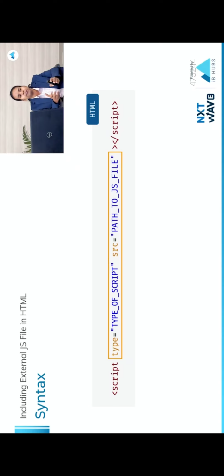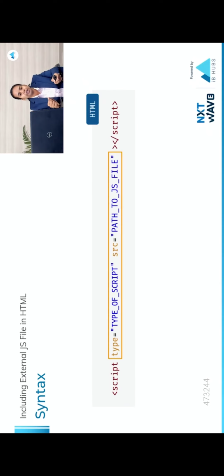Then we have a source attribute. So src equal to, and we have to provide the path to the JavaScript file. If you provide this path, then this entire JavaScript code will get included into the HTML. You can write the JavaScript separately in a file and include that into the HTML by writing this line, src equal to, and you can provide the path.